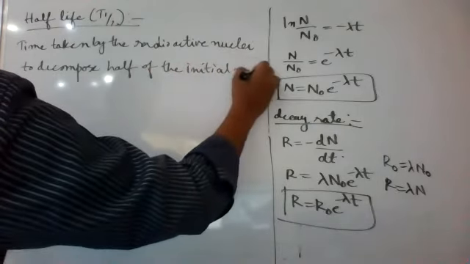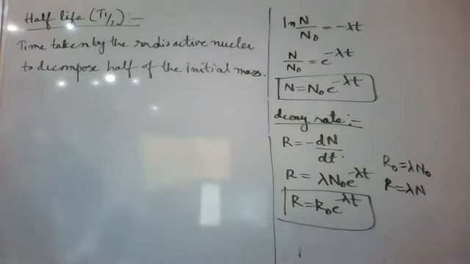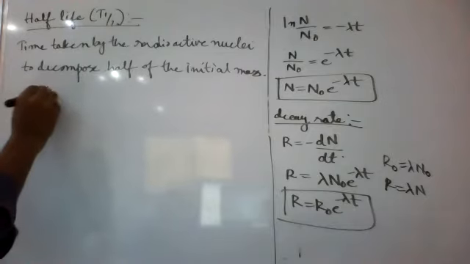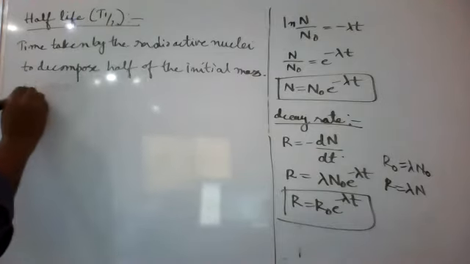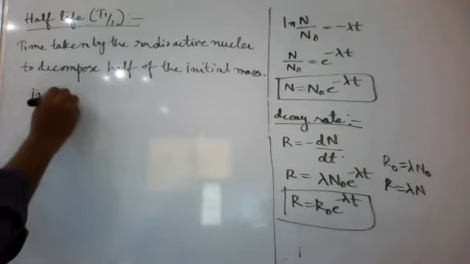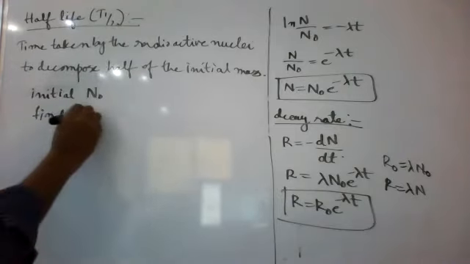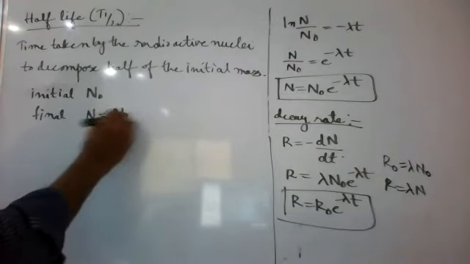So that is said to be half-life. When you see the half-life here, what does it mean? N is equal to what? N0, the initial number. The initial number was N0, and the final number N is equal to what? N0 by 2. Substitute in the formula.